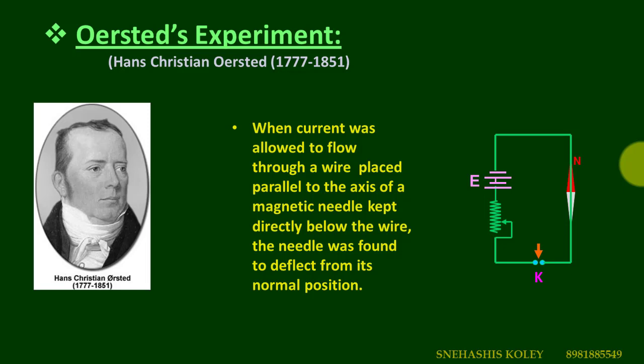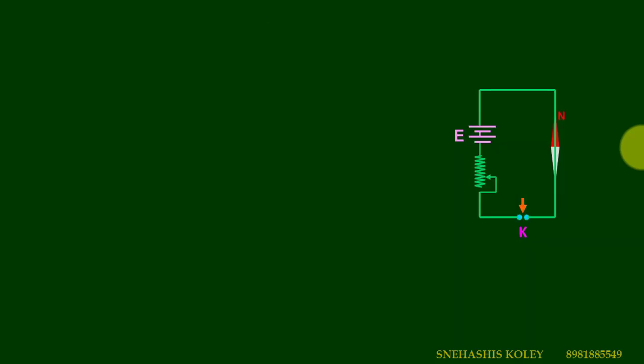When the key is pressed, a current passes in the wire. The north pole of the needle deflects towards the west, that is, to the left hand side. If the current in the wire is increased, the deflection of the needle also increases. By reversing the connection at the battery terminal, the north pole of the needle deflects towards the east, as shown in the figure.